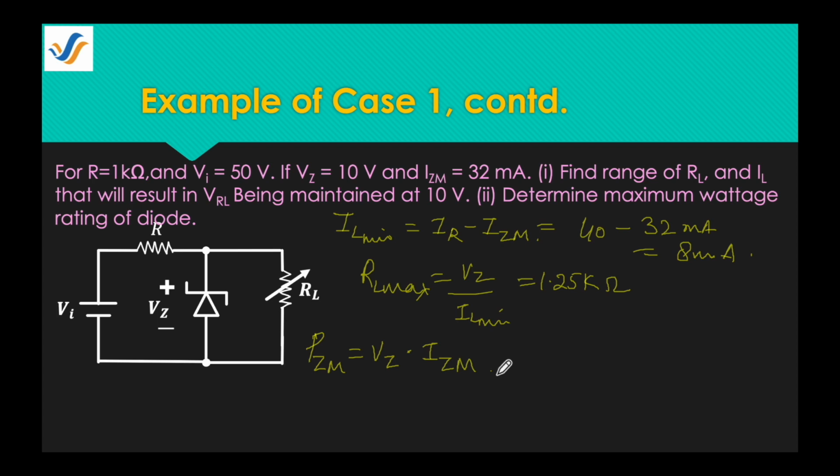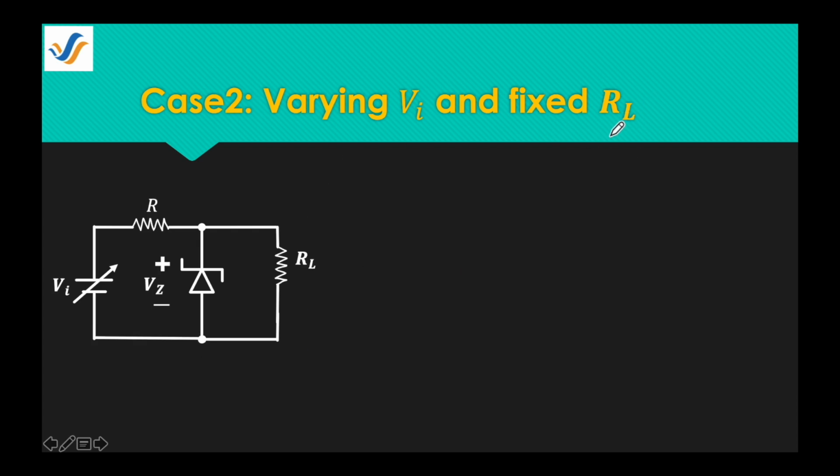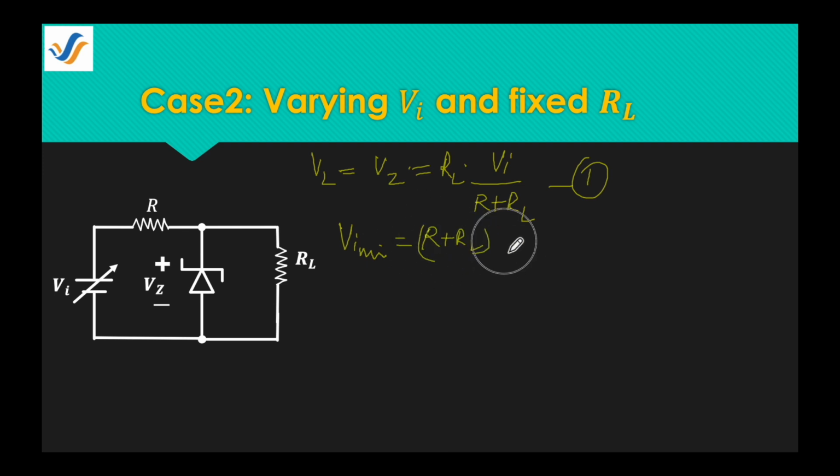Now in the second case, the load resistance is fixed and input voltage is varying. So we need to find the range of input voltage using the same concepts and steps as in case 1. The input voltage must be sufficiently large to turn on the Zener diode. And this input voltage we will find out from again the first equation. From this, the VI minimum to turn on the Zener diode is given by the product of R plus RL and VZ upon RL, equation 9.